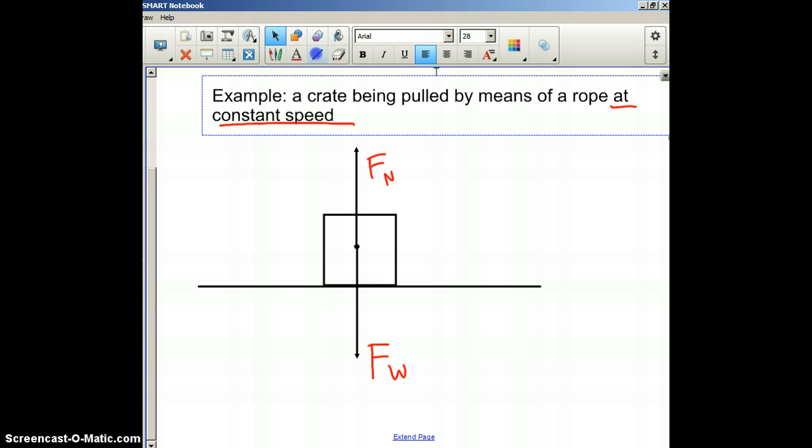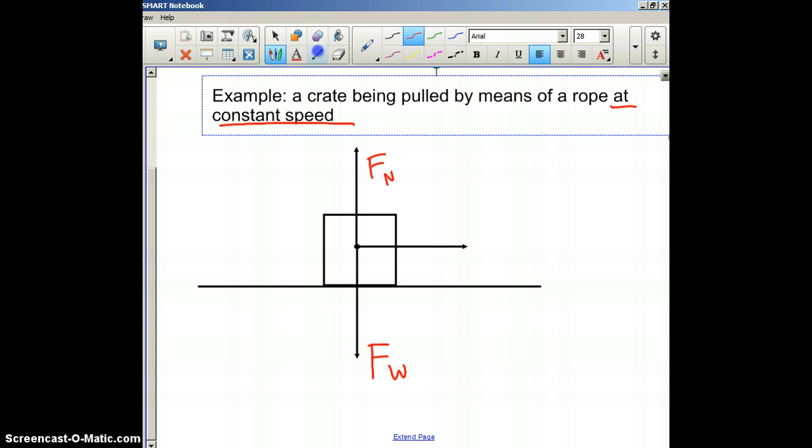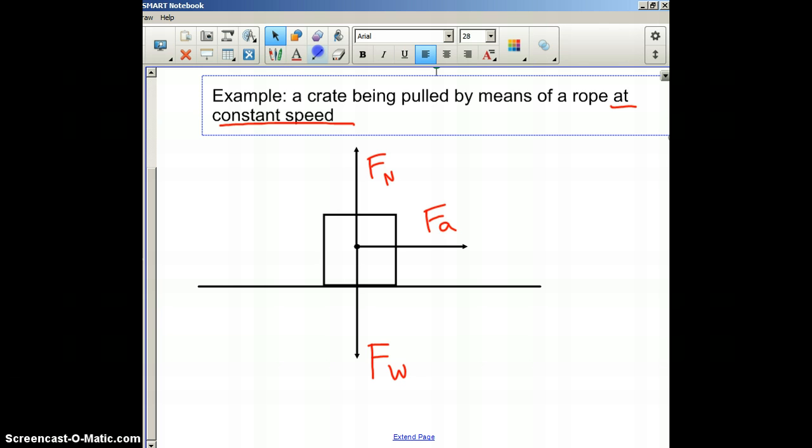The object is being pulled along by means of a rope. Since it doesn't mention that it's being pulled at a particular angle, then we can assume that the rope is parallel to the surface. So it's being pulled along in my diagram to the right, although we could just as easily have drawn it as if the crate were moving to the left. I like to call this force the applied force and label it as FA for force applied, because the force that's moving the crate is actually being applied by means of a rope.